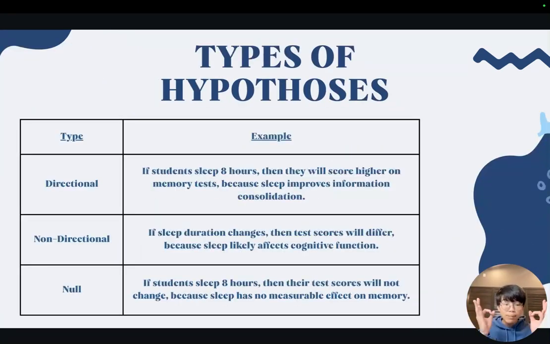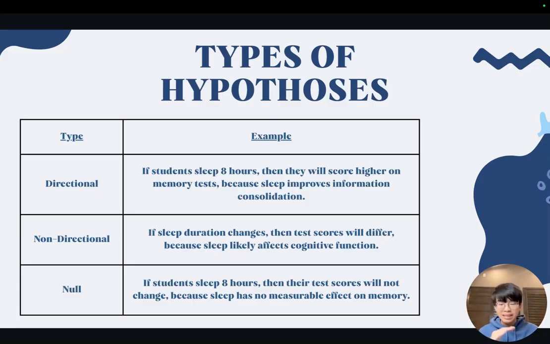Now, here are the three types of hypothesis. The first one is known as directional. Here's an example: if students sleep 8 hours, then they will score higher on memory tests because sleep improves information consolidation. The reason it's called directional is because this hypothesis has very clear direction. Specifically, in the result, it's that they will score higher on memory tests. Right? They will score higher. Higher is very directional. It is saying that your research will lead you to finding a result that will score higher on memory tests.